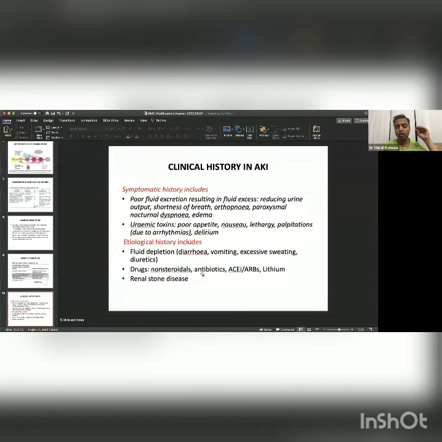Drugs: you have a lot of medications, but the most common drugs you have to ask about are non-steroidal anti-inflammatory drugs, like Voltaren or ibuprofen, all those non-steroidal medications. Anything apart from paracetamol can cause this. I think the common drug they call is Voveran, and there is a combination of ibuprofen and paracetamol, which is also common in India, I think.